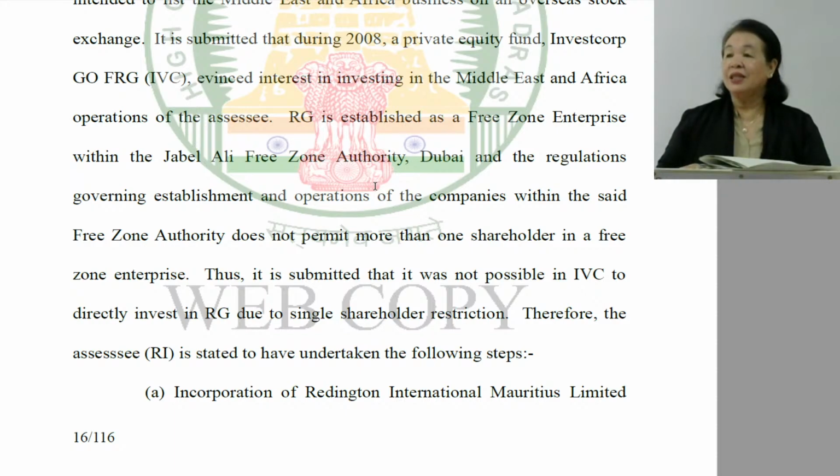Yung company natin na nagpagawa sa atin ng 1709. Ito yun. Jebel Ali Free Zone Authority sa Dubai. Ano to? Ito yung parang PEZA nila. Economic zone. No? So, meron tayong company dyan.